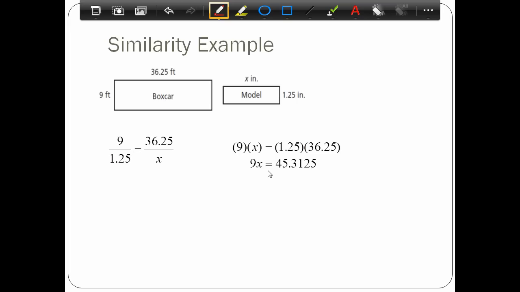Once again, I'm going to pull out my calculator, sorry, and divide both sides by 9. I'm not doing that in my head. I get 5.03472 repeating. So if I wanted to kind of estimate it, I'd say it's about 5 inches long. So I can measure it. That seems about right. The little boxcar should be about 5 inches long. That's how much it is.